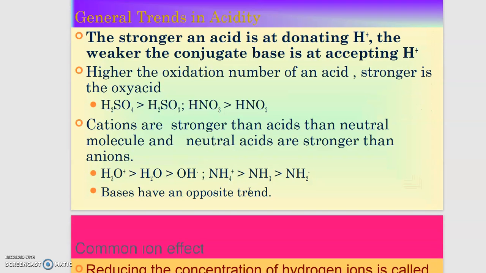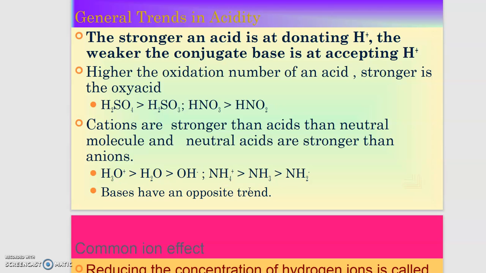Then general trends in acidity. The stronger an acid is at donating H plus, the weaker its conjugate base is. That we have already said. If you take an acid and it dissociates, the stronger the acid donates H plus easily, the weaker the conjugate base will be. If it is a strong acid, the conjugate one will be a weak base.